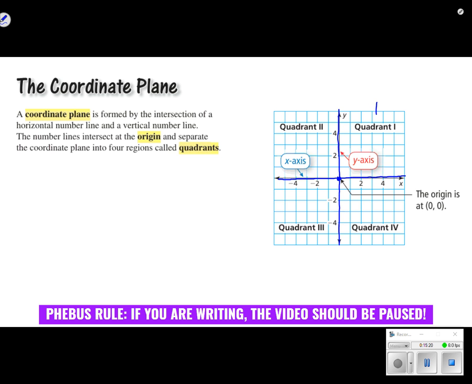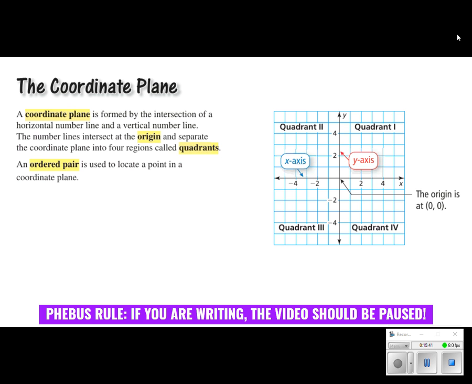Our quadrants go in a clockwise fashion around, so clockwise, C for plane, coordinate plane. Origin is located at 0, 0. So I expect you to graph and be able to identify points in the plane.